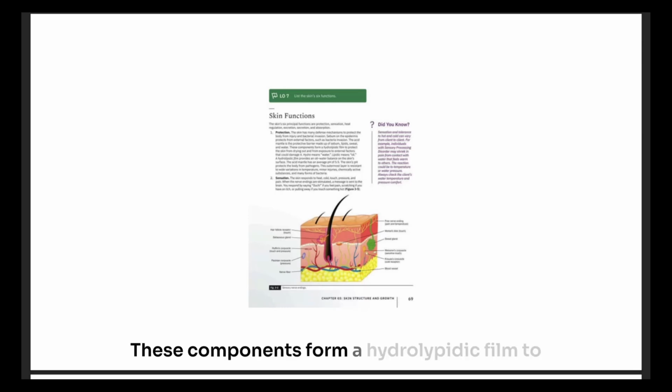These components form a hydrolipidic film to protect the skin from drying out and from exposure to external factors that could damage it. Hydro means water, lipidic means oil. A hydrolipidic film provides an oil-water balance on the skin surface. The acid mantle has an average pH of 5.5. The skin's pH protects the body from pathogens. This outermost layer is resistant to wide variations in temperature, minor injuries, chemically active substances, and many forms of bacteria.